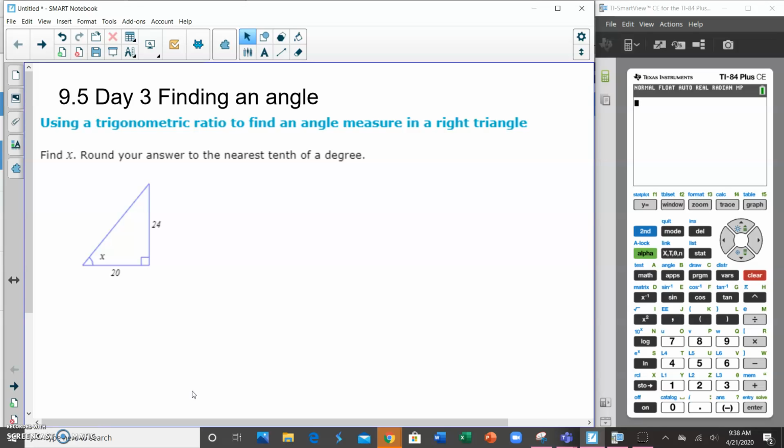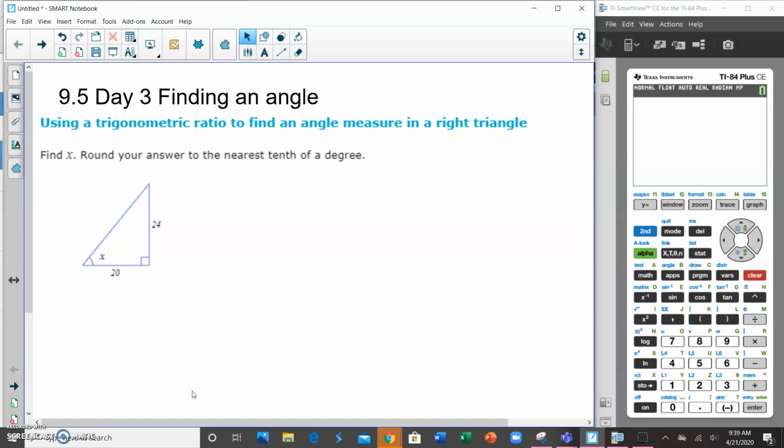All right, continuing on with 9-5, day 3. And yes, there's a day 4. 9-5 is a long section, and in 40-minute chunks, it takes a while to get through it. Anyway, today we're going to continue on our venture learning about right triangles, about their sides and their angles.